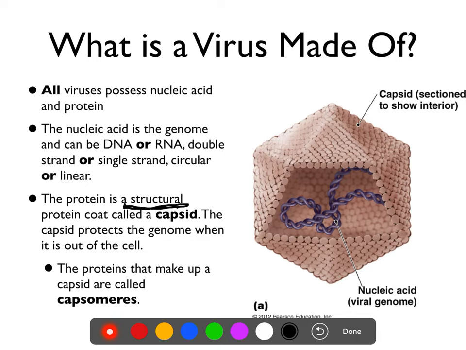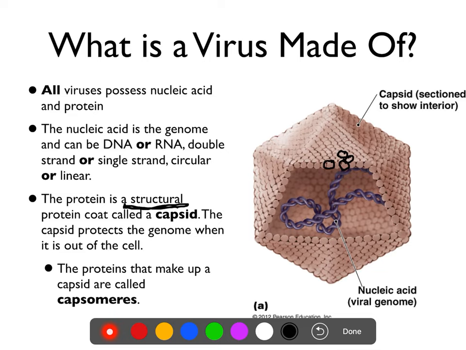The protein is a structural protein called a capsid. Now, every virus has different capsid proteins, but what a capsid means is that viruses have this protein shell, right? And the shell is called a capsid, and the capsid is made out of individual capsomeres. So, that's a capsomere, that's a capsomere, that's a capsomere. All of those individual proteins, capsomeres, come together to form this capsid protein coat or protein shell.